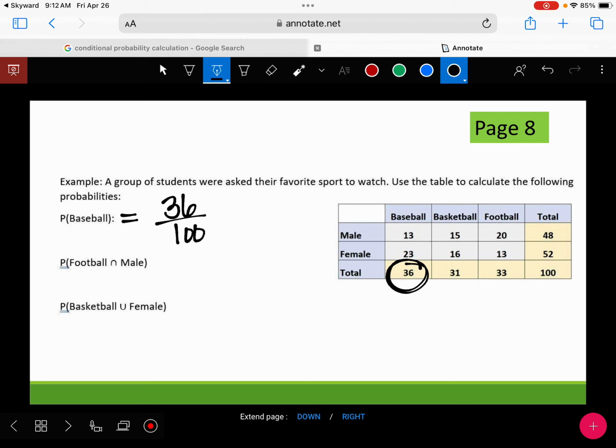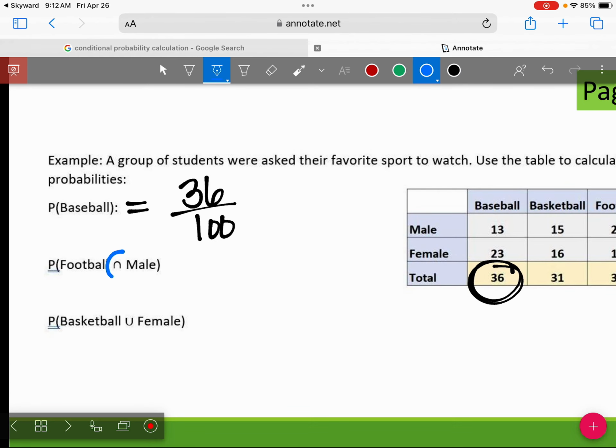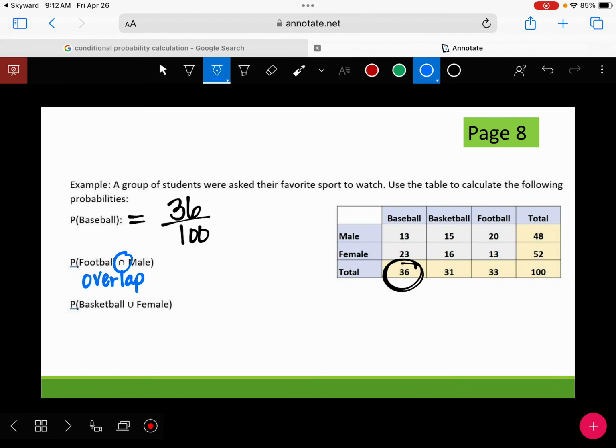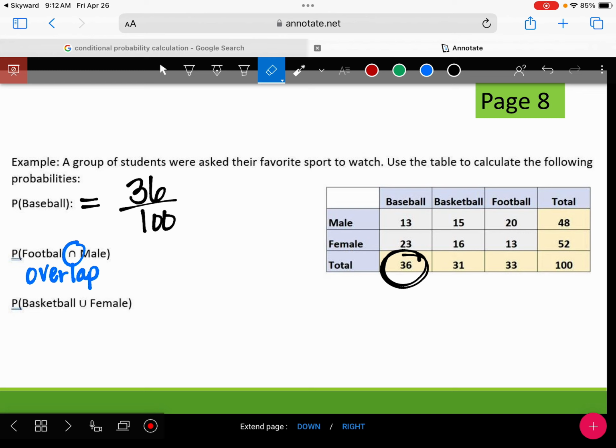Okay, so remember this means overlap. So I'm going to actually highlight. So football, I'm going to highlight this column in pink. And then male, I'm going to highlight that in blue. The overlap would be the number that I highlighted pink and blue. What number is highlighted pink and blue? 20. So the probability of football and male is 20 out of 100.